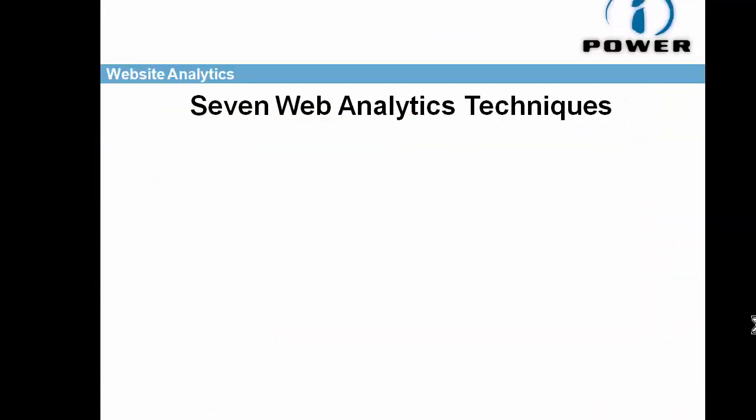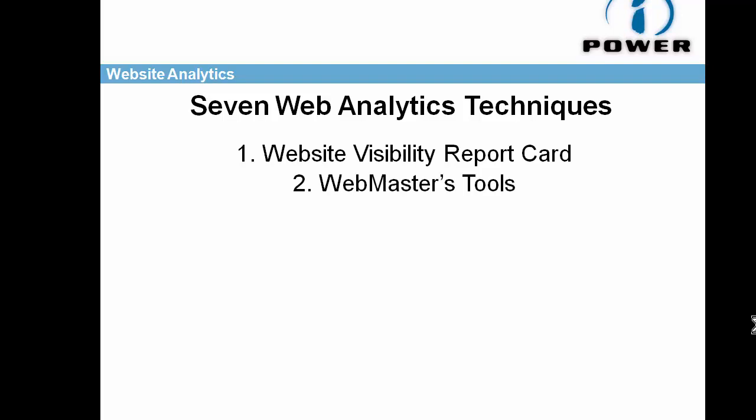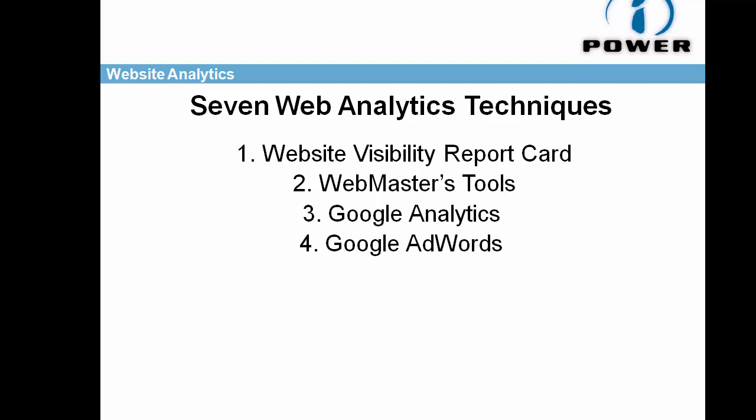And just to recap, we have learned about 7 web analytics techniques. Number 1, we started with the website visibility report card. Number 2, you learned how to set up your own Webmaster's account, how to add your website to the Webmaster's account, and how to start tracking the success of your website through Webmasters. Number 3, creating your own Google Analytics account and starting to track all kinds of traffic-related numbers on your website. Number 4, tracking your advertising campaigns through Google AdWords.